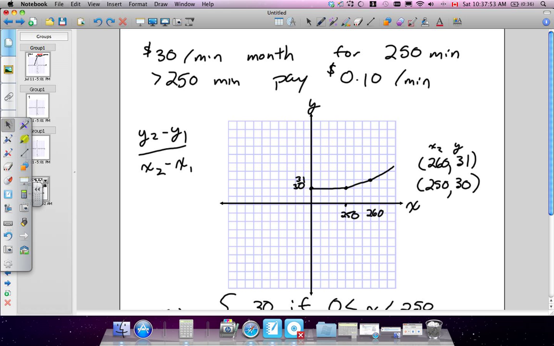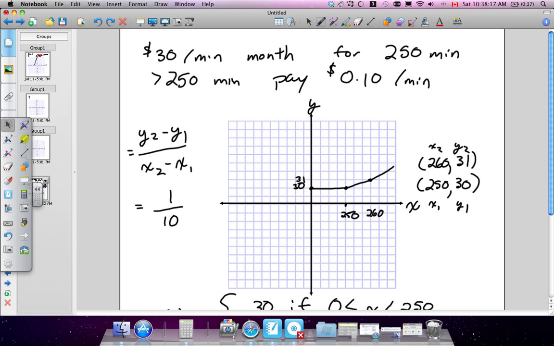I'm going to number them. We'll call this x2 and y2, and we'll call this x1 and y1, okay? So this says y2 subtract y1. So y2 subtract y1, I'm going to skip a step. It's going to be 1. We know that, right? Okay. x2 subtract x1 is going to be what?